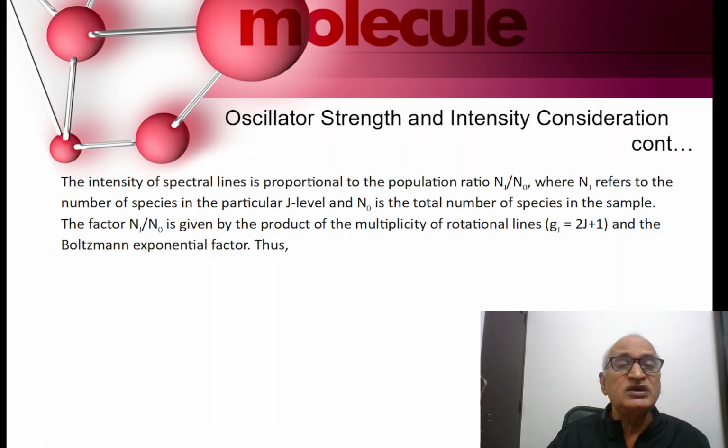And this factor Nj by N0 is given by the product of the multiplicity of rotational lines and the Boltzmann exponential factor. Multiplicity, that is, degeneracy of rotational levels, is given by 2J plus 1, indicated by the symbol gJ. Therefore, Nj by N0 becomes equal to 2J plus 1. This term indicates the multiplicity, that is, degeneracy of the level J. And multiplication is done with the Boltzmann exponential factor, e raised to the power minus Ej upon kT. Ej refers to the energy of that particular J level. And here T is absolute temperature.